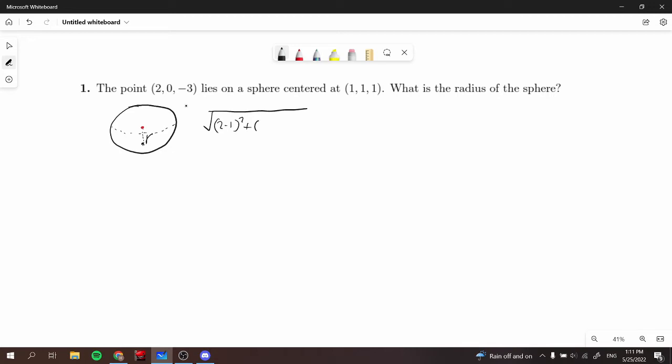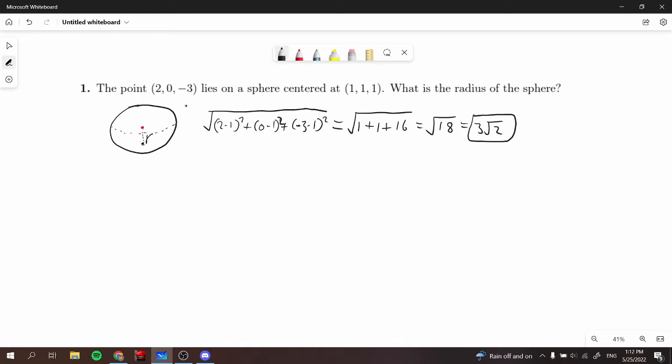So in this case, I want to keep the order the same, so 0 minus 1 squared plus -3 minus 1 squared. And all that should be the distance between the points, and that should be the radius. So that'll be the square root of 1 squared, which is 1, plus -1 squared, which is 1, plus -4 squared, which is 16. So it's root 18. You can take a 9 out of that, so it'd be 3 root 2.